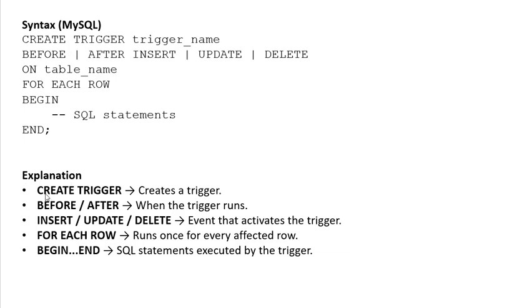In the explanation, CREATE TRIGGER with BEFORE or AFTER decides when the trigger runs. Insert, update and delete are the events that activate the trigger. FOR EACH ROW means it runs once for every row, and between BEGIN and END, the SQL statement is executed by the trigger.